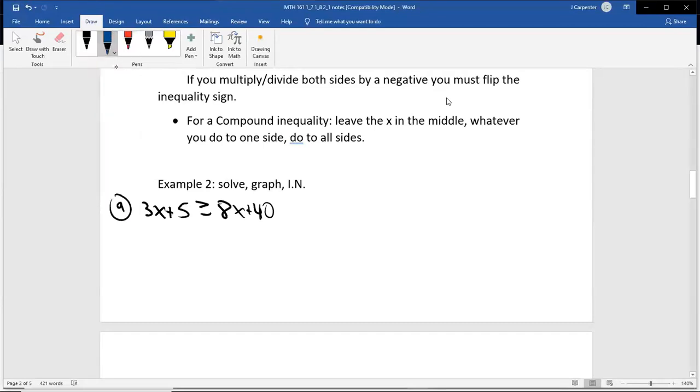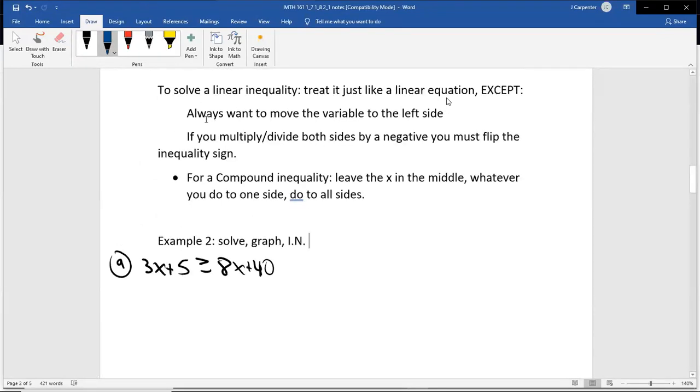All right, so if this was an equation, I would definitely subtract 3x on both sides personally. But this is not an equation. So I'm going to stick with that. Always move the variable to the left side. So again, I'm going against my will if this was an equation, but it's not. I'm going to subtract 8x on both sides.